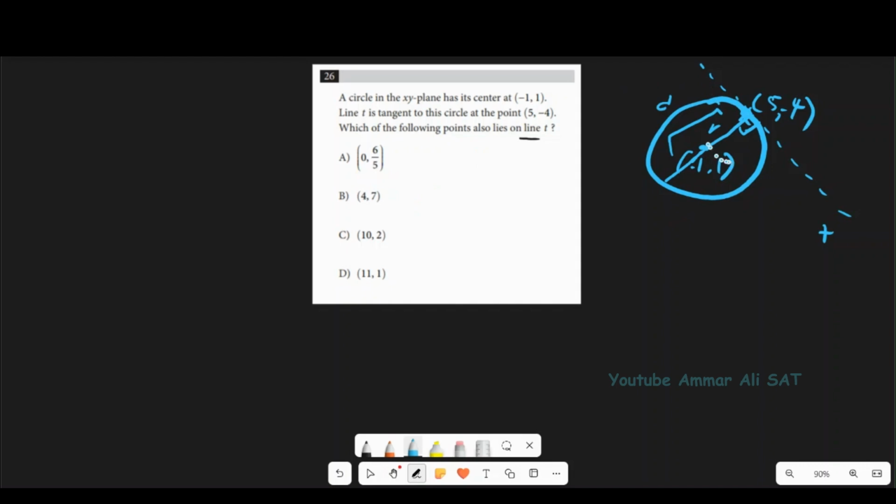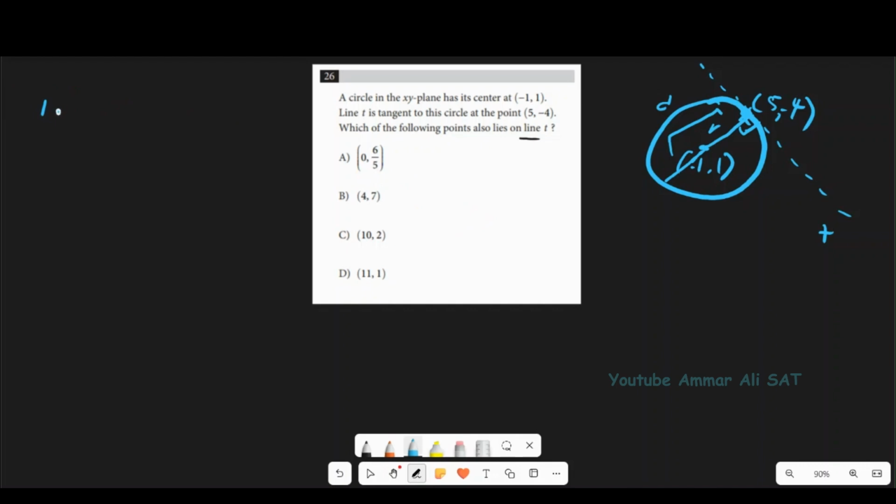And we can use that to our advantage in trying to figure out what points also lie on the tangent line. Because if we know the slope between the center and the point on the tangent line, that gives us the slope of the diameter or the radius. And then we can invert that slope to figure out the slope of the tangent, and then use that information to see which of these points also lies on the tangent. So let's do that real quick.